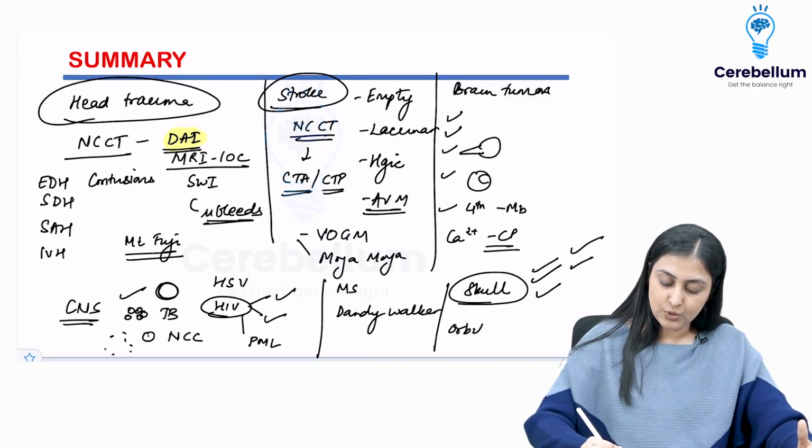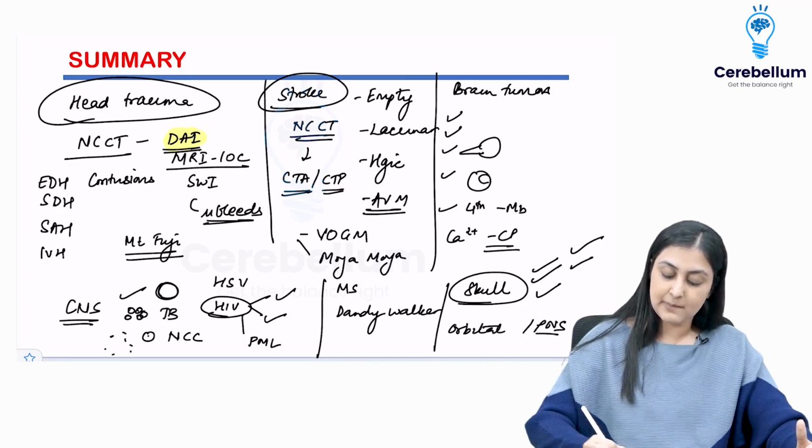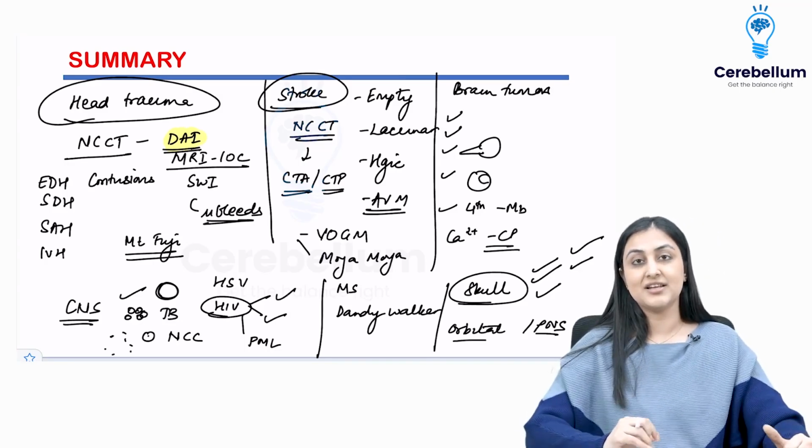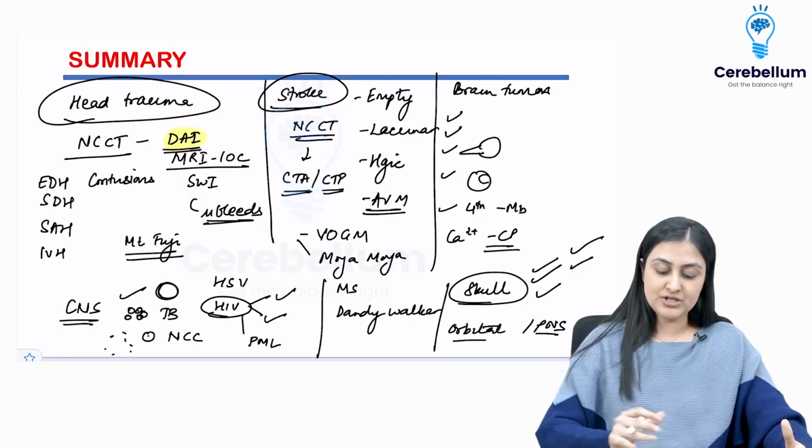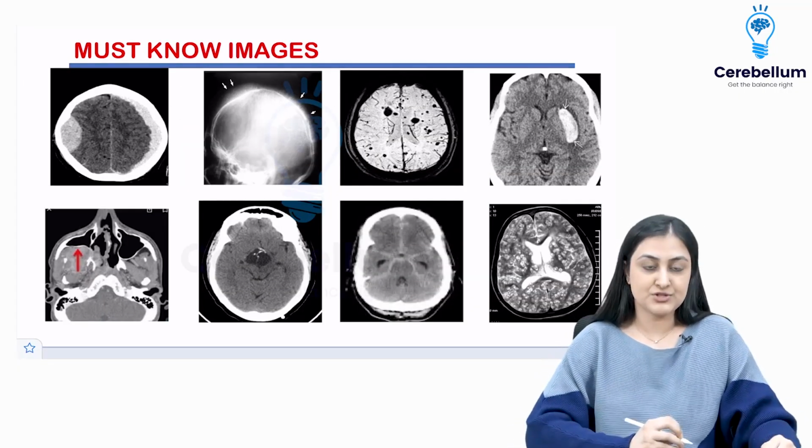Following this, we saw a few orbital and PNS pathologies. Okay, so this is in a nutshell our neuroradiology. So now a quick summary of the must know images.